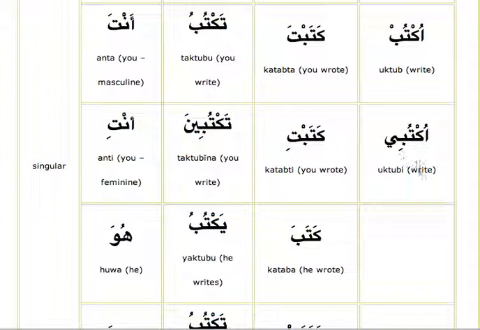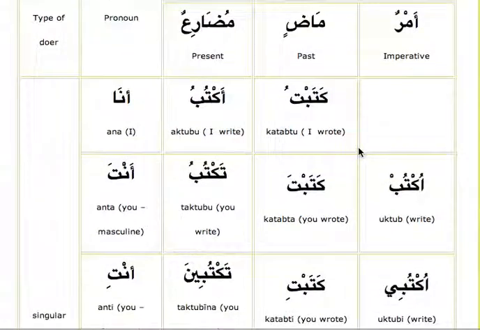اكتبي. Right, this is for the feminine. كتبتِ, she wrote. تكتبين, you write, a lady to a lady. Now, what do we have here? We have أكتب, a مضارع, present. ماضٍ, past tense. كتبت, I wrote.